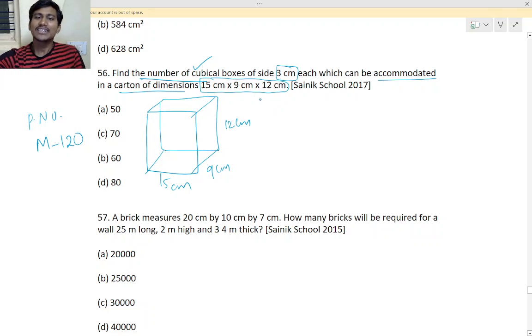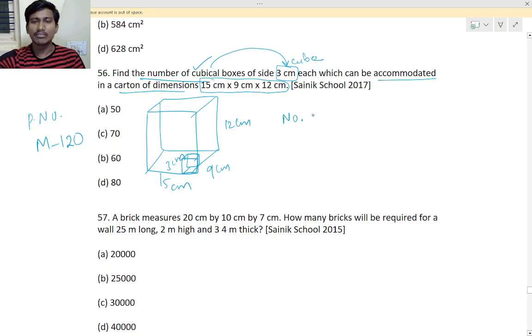In this they are placing small boxes. Small boxes of how much size? 3 centimeter each. That is, all the sides are the same. That is a cube. These are cubical boxes. Cubical boxes means cube. So how do we find the number of cubes?